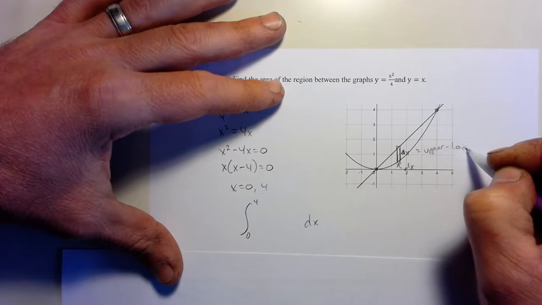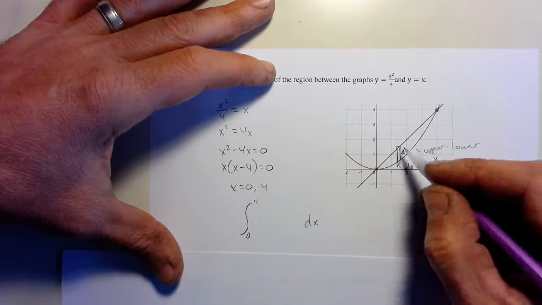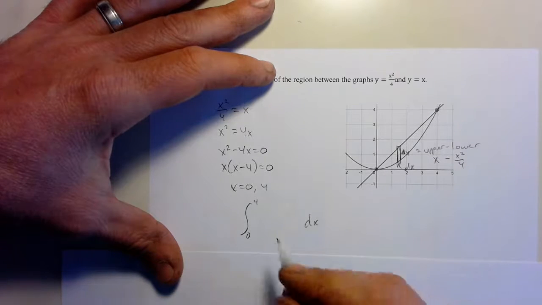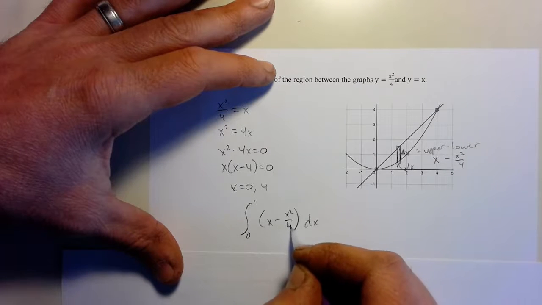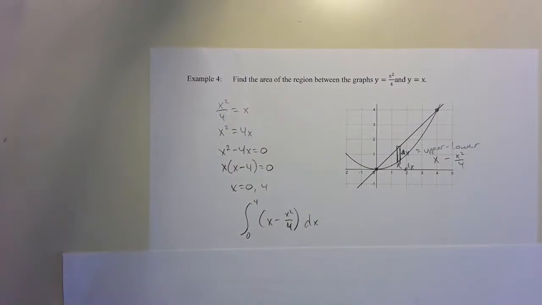So which one's the upper one? Oh, it's y equals x. Which one's the lower one? x squared over 4. Okay, there's my integral. The difference with this type of problem is the bounds aren't given to you. In examples 1, 2, and 3, the bounds were given to you. In example 4 here, not given to us.